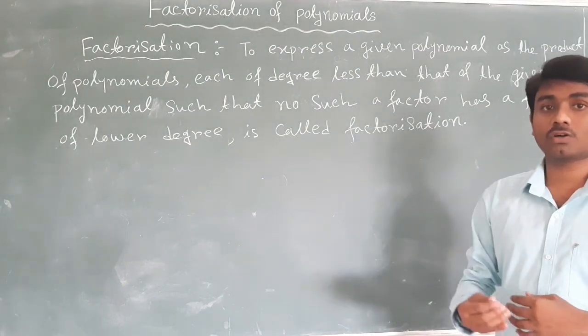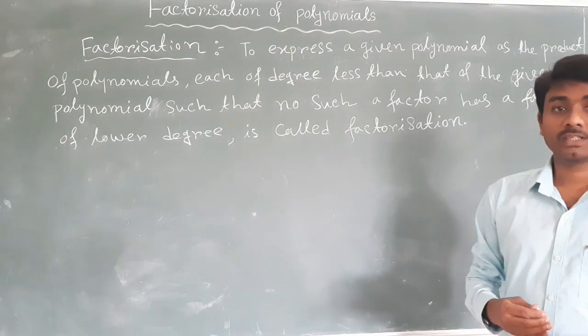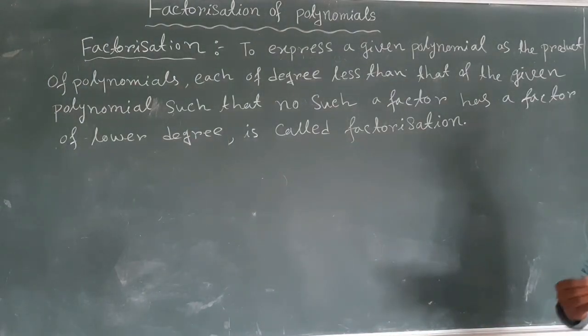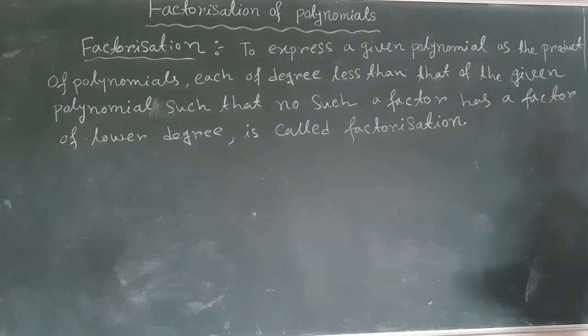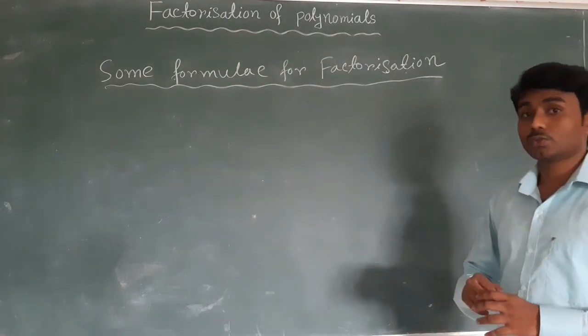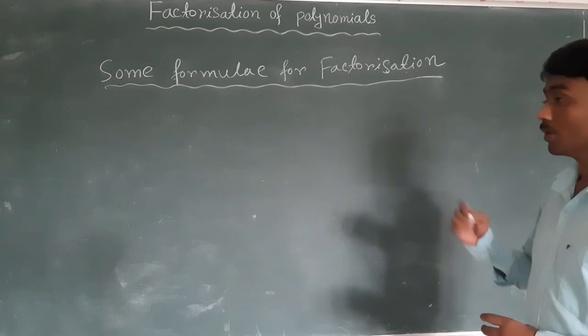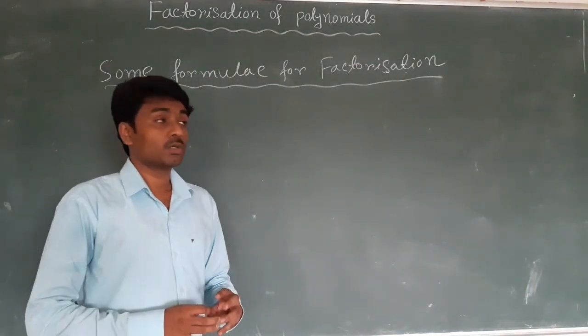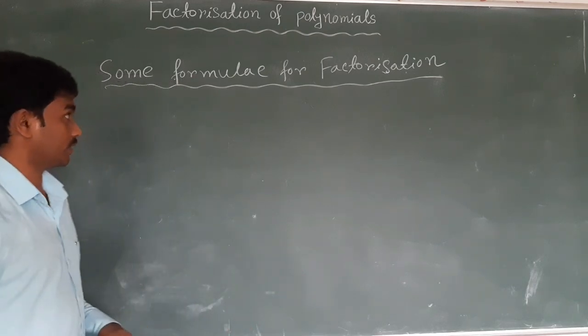Factorization is a process of expressing a given polynomial as the product of polynomials such that each of them has a lesser degree than that of the given polynomial. Now we will know some formulae for factorization. So we have to remember some formulae for factorization.